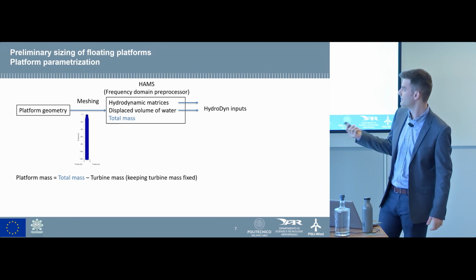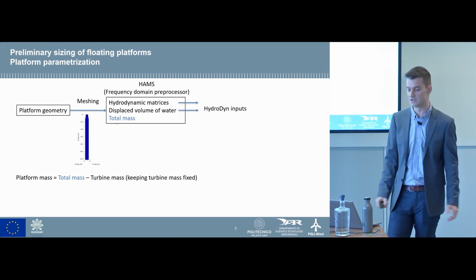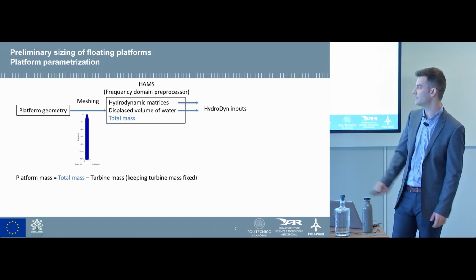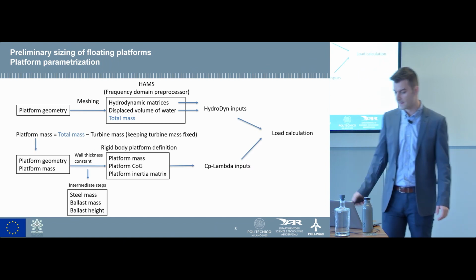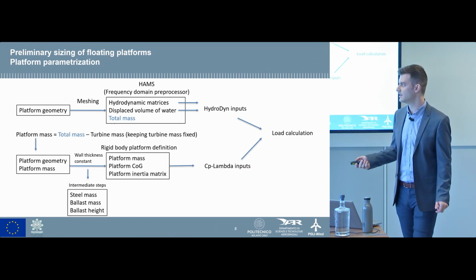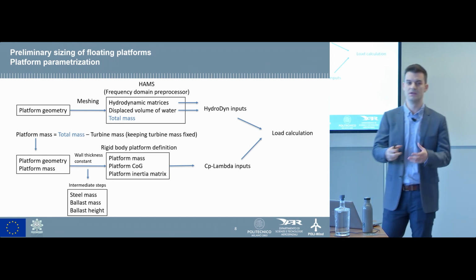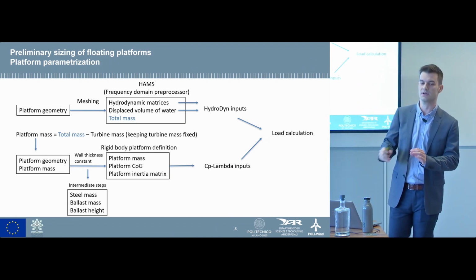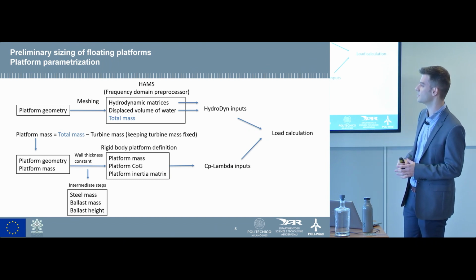And once we have defined the displaced volume of water, we inherently calculate the total mass of the system. And as I said, if we fix the turbine mass, then we effectively find the platform mass by subtracting the turbine mass from the total mass. And once we have the platform mass, we need to do some intermediate steps by using the geometry, the cross-sectional area, which we keep constant in this case. So we are ignoring the stiffened plates within the spar platform, so the wall thickness is kept constant.